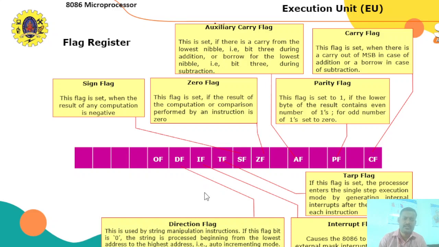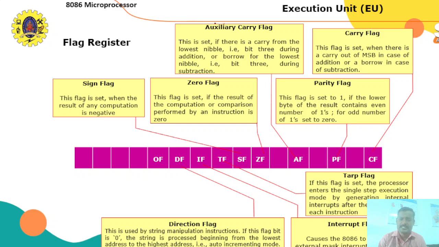Look at the next one, the direction flag. Whenever you are performing a string operation, a string is a group of characters. Whatever operation you perform will be applicable to all the characters: string copy, string concatenate or string reverse, any operation. All the characters will be processed by that particular operation.